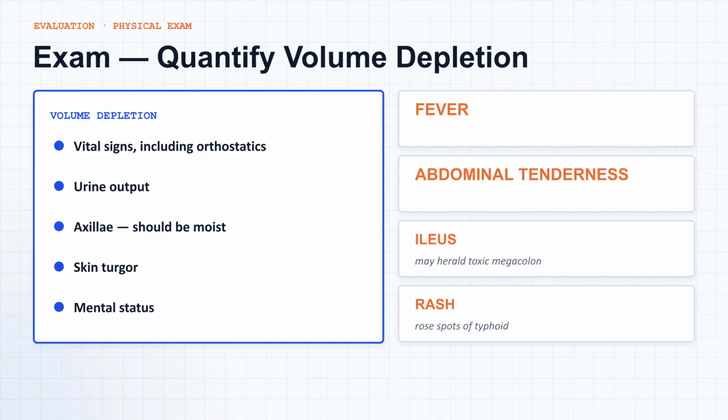Then look for the other 4. Fever, abdominal tenderness, ileus, and rash. Ileus matters because it can be the first sign of toxic megacolon. And rash points you toward typhoid with its rose spots. Marcus is tachycardic, orthostatic, and dry, so he needs fluid before anything else. 1 bedside rule to carry. A resting tachycardia together with a positive orthostatic change means significant losses.